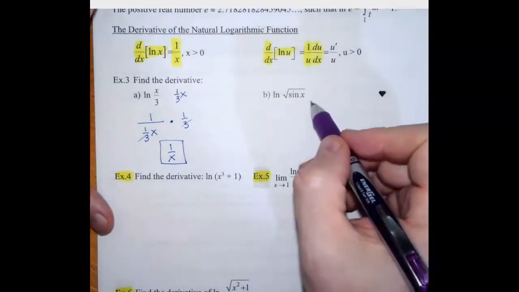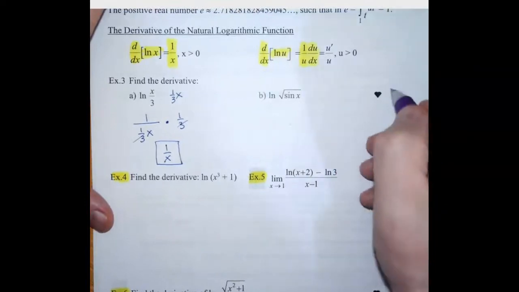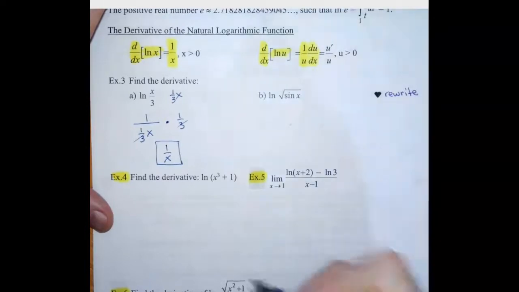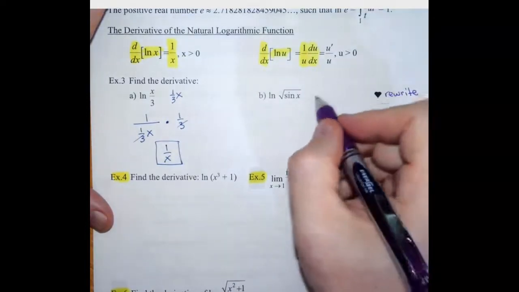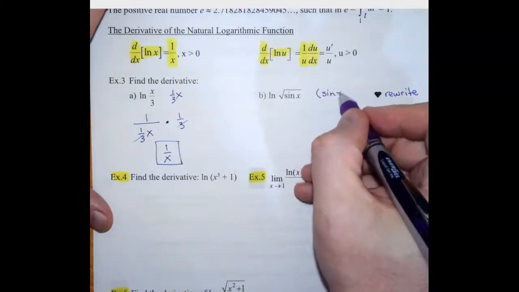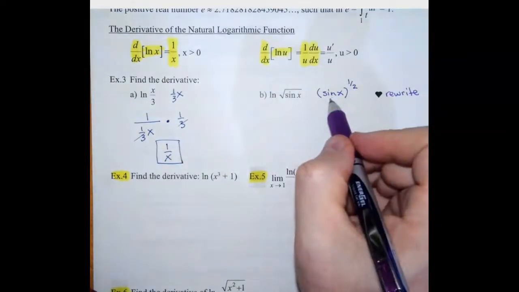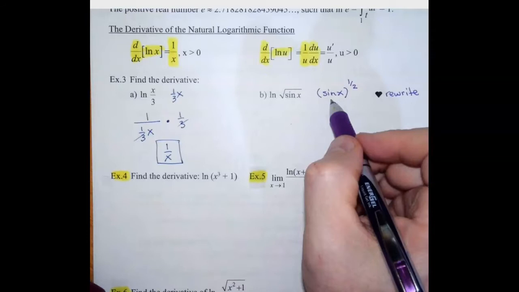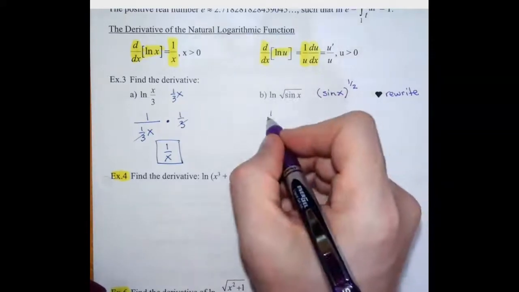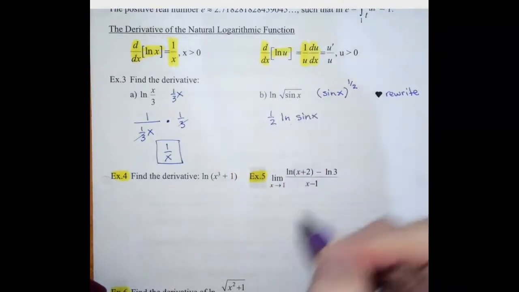Okay, now here, hopefully you remember what the heart stands for. It stands for rewrite. Rewrite is our friend. It helps us out a lot. So what we want to do here is think about this as the sine of x to the 1/2 power. Okay, so one of the reasons why we learned those properties of logarithms was because now we can use that. So we can bring that 1/2 out in front of the natural log, and we have this.